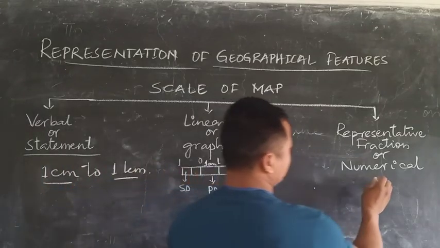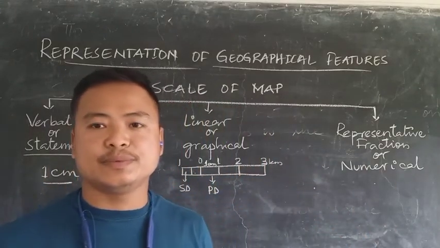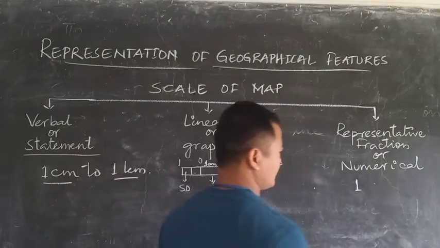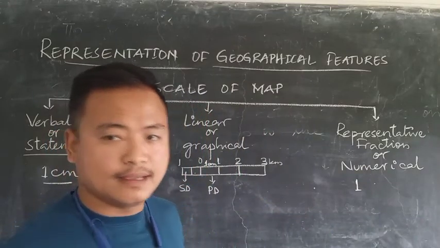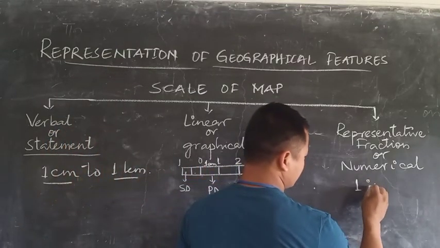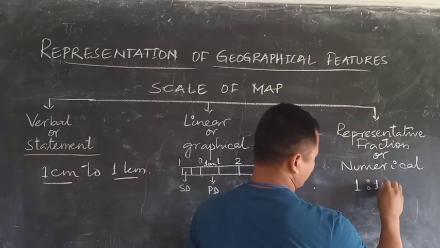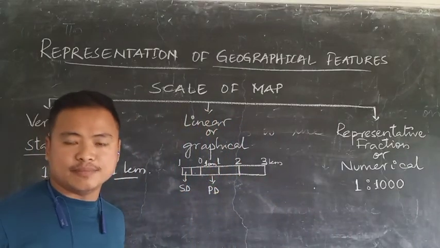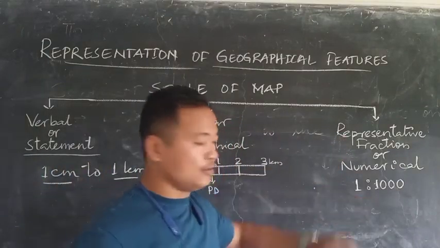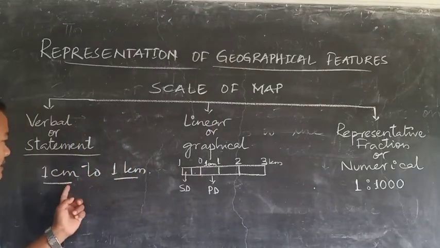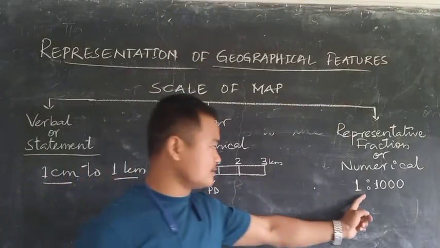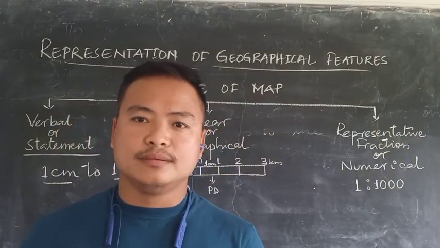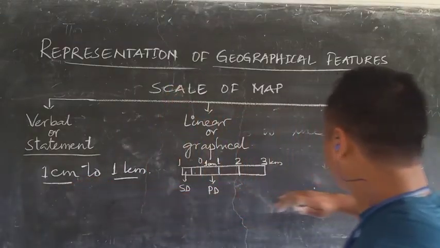The same way, coming to representative fraction, here it is shown as a fraction. So 1 centimeter of the map is shown as a fraction of 1 kilometer. 1 kilometer is equal to 1000 meters. So the scale of the map in the form of representative fraction or numerical, for the same scale 1 centimeter to 1 kilometer, is written as 1:1000 as an RF.